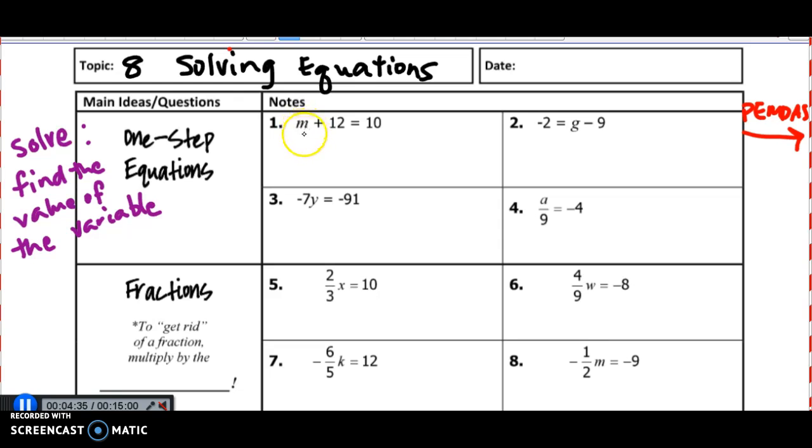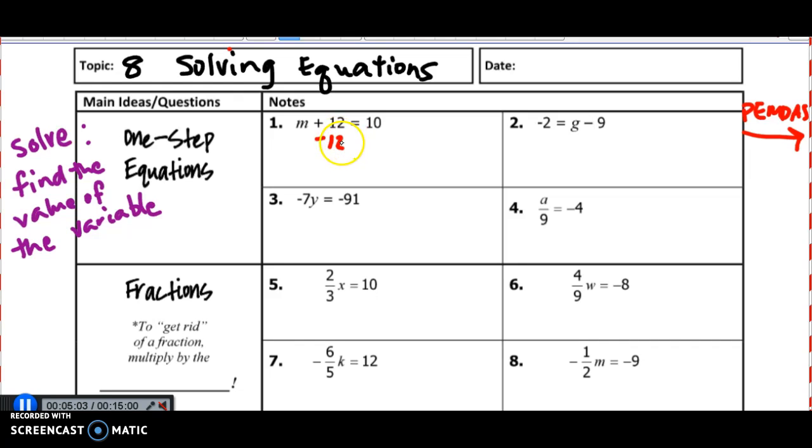So as I solve for m here, I want m all by itself on this side of the equation because my equation has to be balanced. Think of it like a balance scale. This side has to have the same value as 10 on this side. So what I'm going to do is I'm going to get m by itself by getting rid of this 12. So I have to think, okay, what's the opposite of plus 12? Well, that would be minus 12.